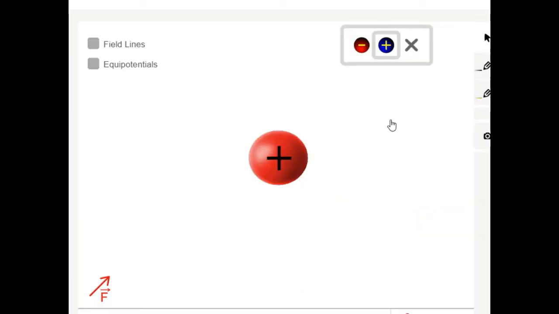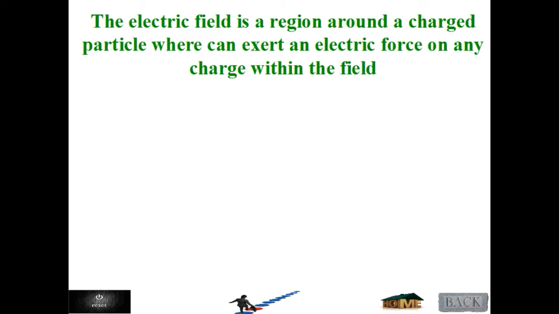F is the gravitational force in Newton, m is the mass in kilogram, and g is the gravity in Newton per kilogram. So if I want to test the electric field strength in this region at this point, we place a positive test charge. And this red arrow is the electric force experienced by this test charge. So to calculate the electric field strength, we divide the electric force by the charge of this test charge. We can see that as we bring the positive test charge closer to the positively charged particle, it experiences a bigger force. Then the electric field is a region around a charged particle where it can exert an electric force on any charge within the field.